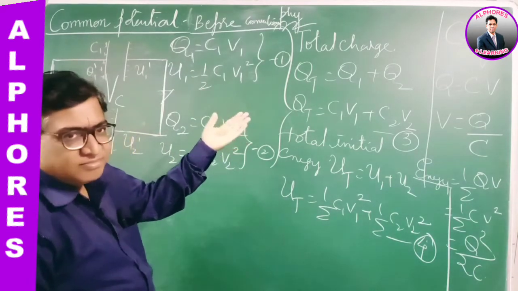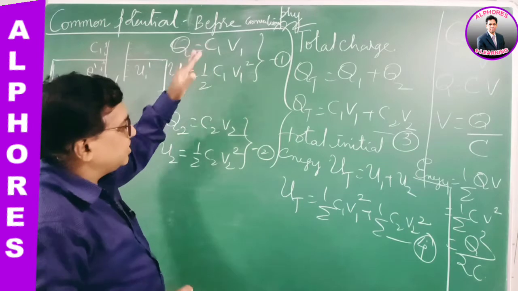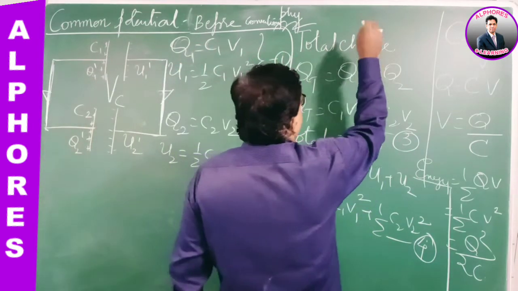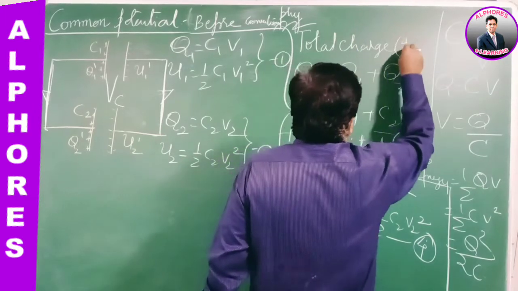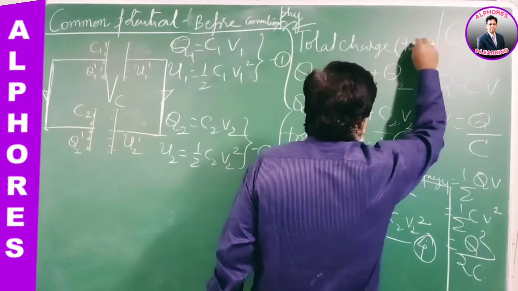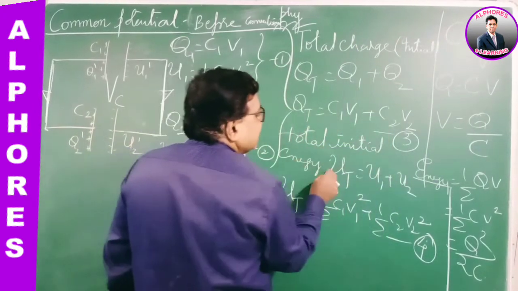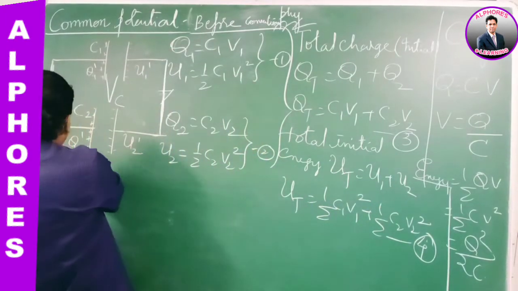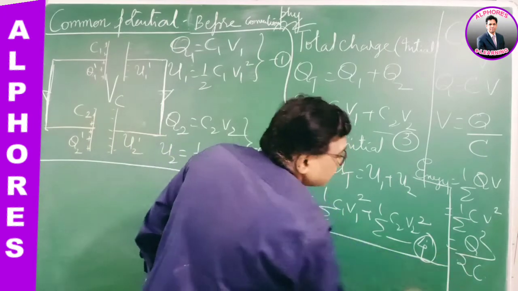This is the initial charge, initial energy, total initial. So this is the total initial charge, before connection. Here also the total initial energy is before connection. So these are all the parameters before the connection is made.